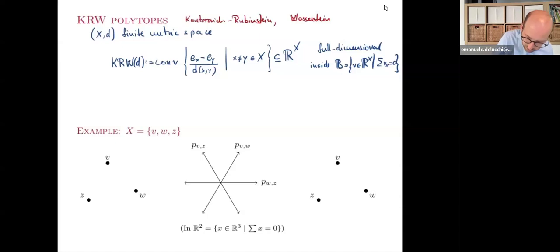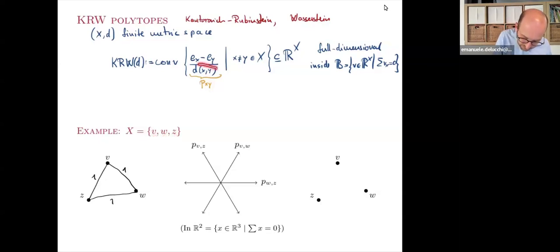Okay, how does it look? Well, let's look at some examples. Here on the bottom, I have some examples for the very easy case where my metric space has 3 elements. Let me draw it as a graph like this, and maybe all distances are 1. So it's a metric space where every pair of points is at distance 1. Now, of course, all these denominators are 1. And so these points, which for brevity I will just call Pxy, in this case xy is vw, wz, vz.